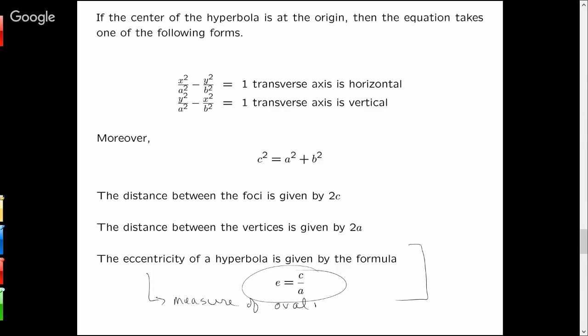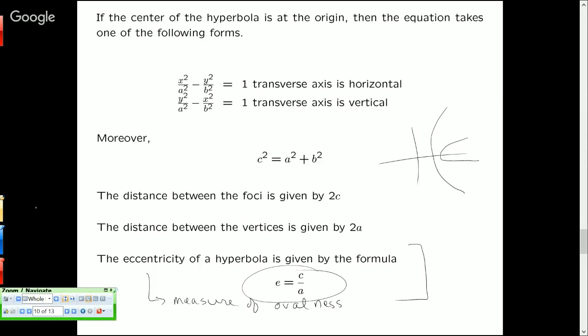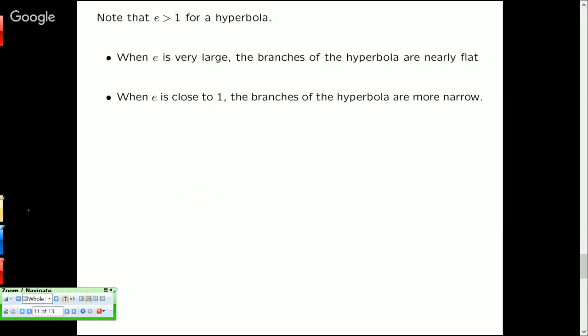And the same thing is true in ellipses. It's a measure of the ovalness. How bent is it? So on your hyperbolas, how steeply bent or how wide it opens. That eccentricity gives you a measure for that value right there. Okay, let's graph some of these.